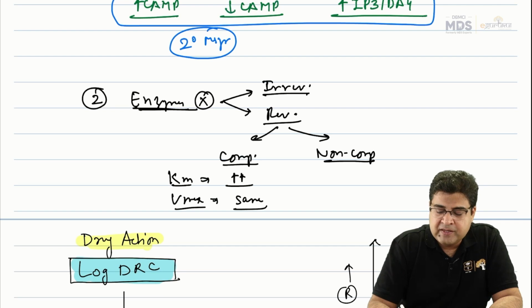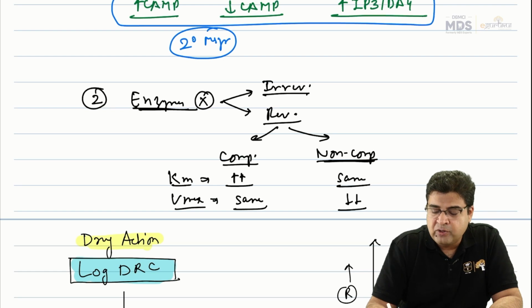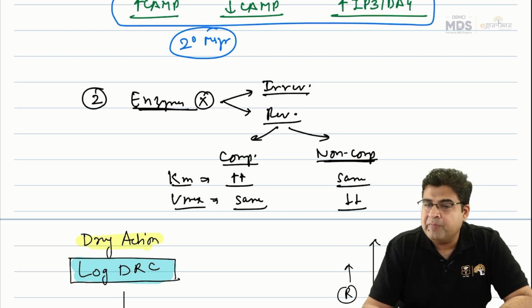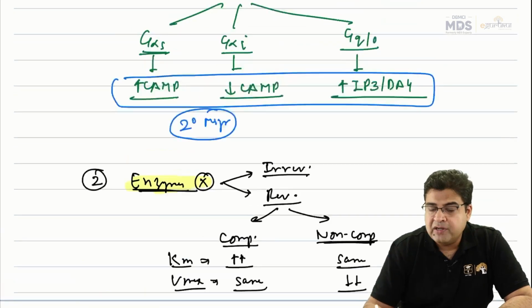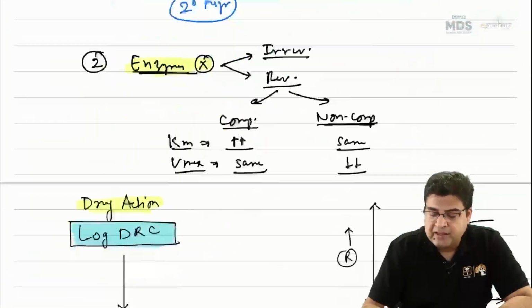So Vmax remains the same, the Km value will increase, but in non-competitive block, the Km value remains almost the same, but the Vmax value will decrease. So this is the difference between competitive and non-competitive block. So two important drug targets we have covered. One is the receptor, second is the enzymes.